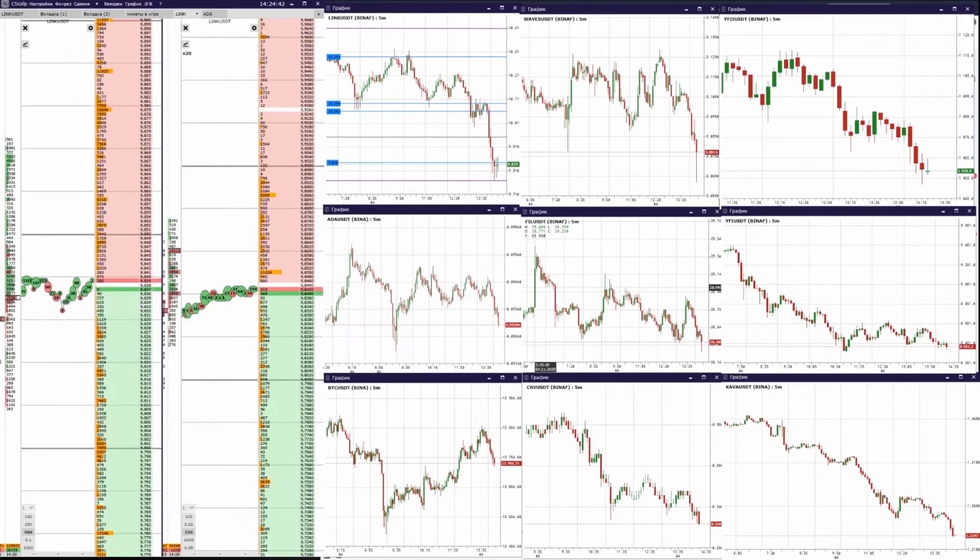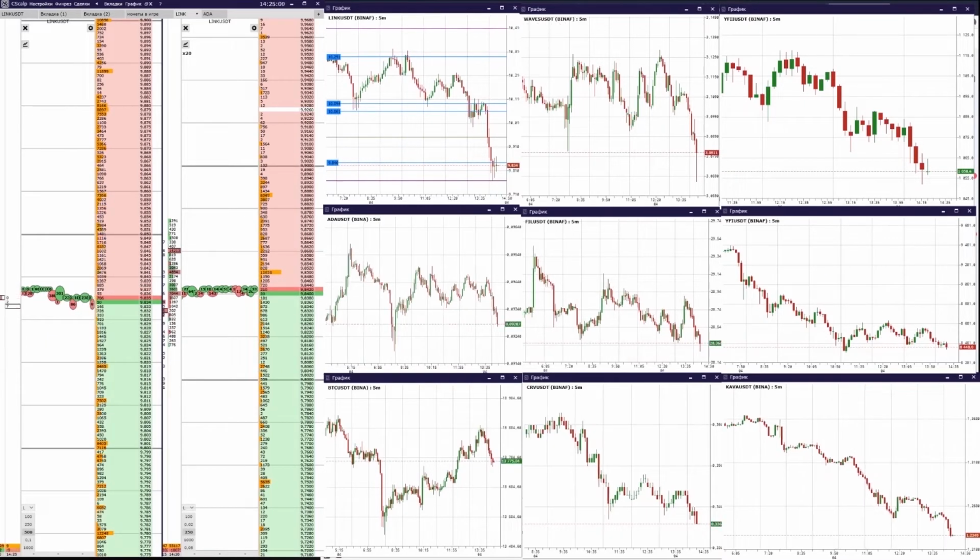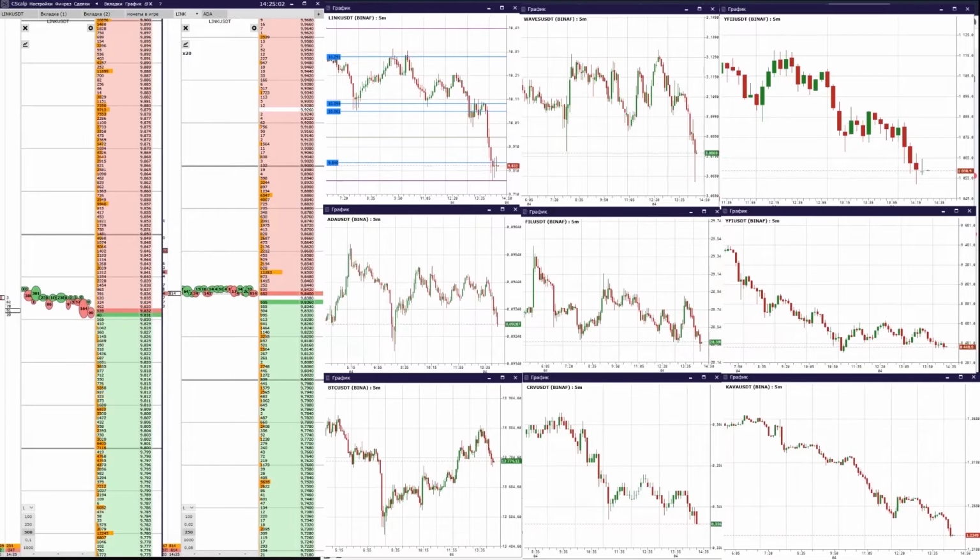And the rest of the instruments can be observed in a team with your colleagues. Or you can also set alerts in third-party applications or services. I use the Scalp Telegram bot for tracking it.